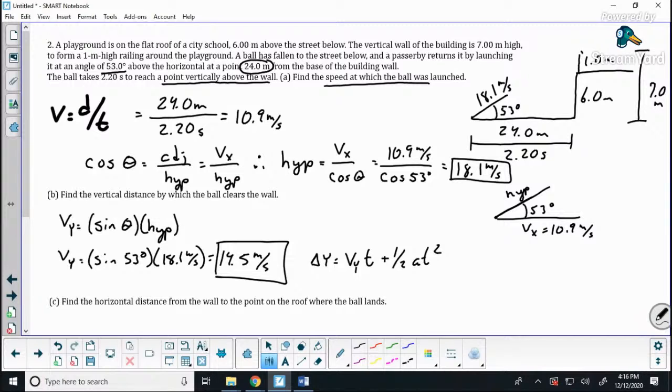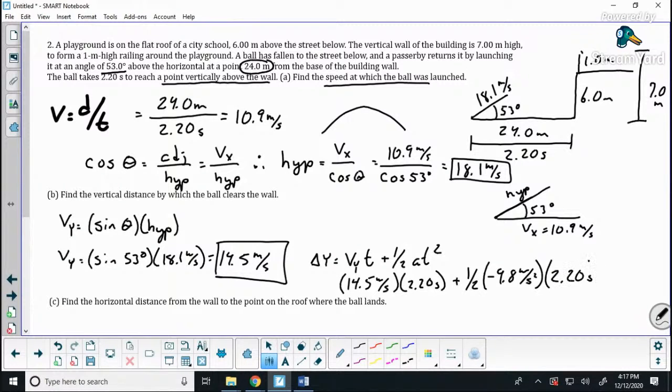So my velocity in the y is 14.5 meters per second. It's going to travel at that velocity for 2.20 seconds, except for the fact that acceleration due to gravity acting in the negative, so negative 9.8 meters per second squared, is going to bring it to rest at its apex and then accelerate it back downwards. And that acceleration due to gravity is also acting over 2.20 seconds squared.